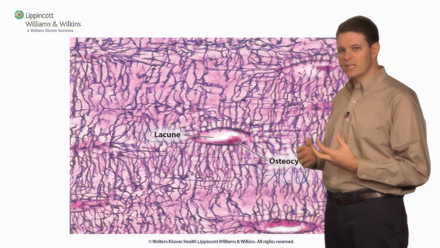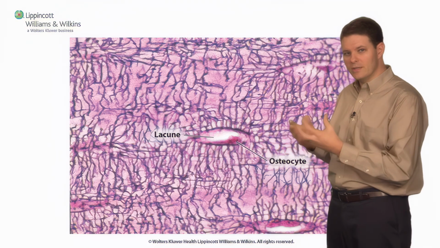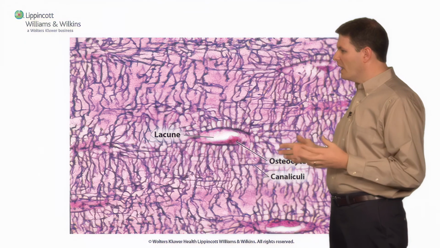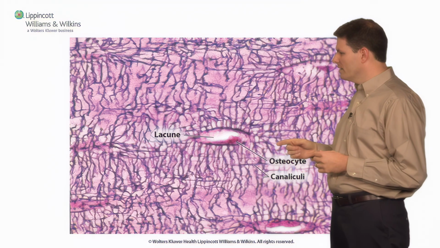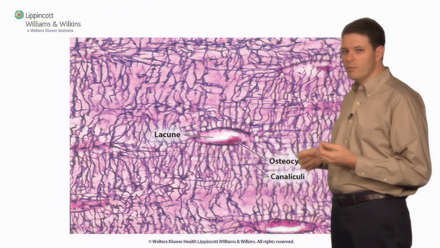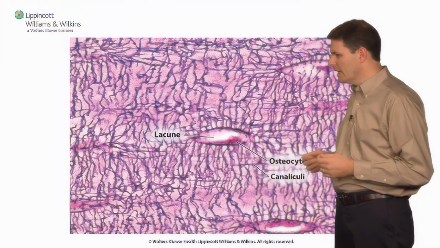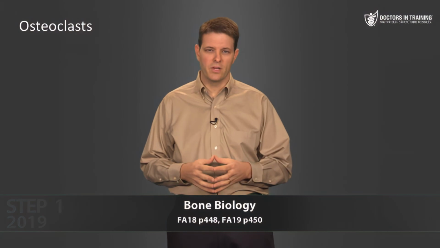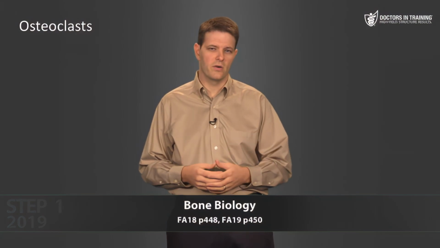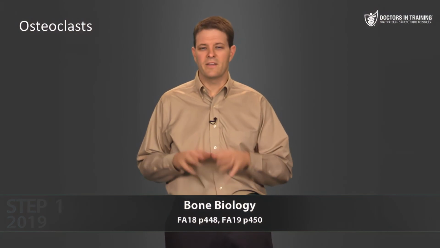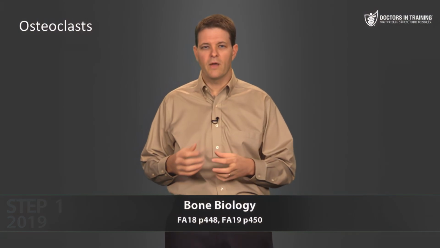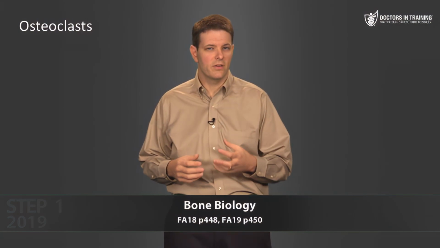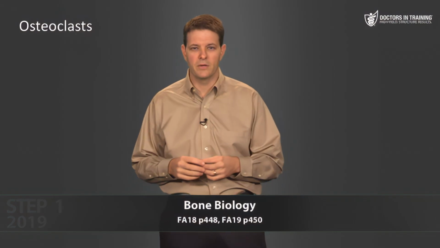A lacune is like a little lake or a lagoon inside the bone. And then they contact and communicate with one another via these tiny canals in the bone matrix, which are called canaliculi. Osteoclasts are the cells that break down that bony matrix to remodel it, to heal fractures and so on. Osteoclasts are found at the surface of the bone, and they're derived from a macrophage cell lineage, so they're kind of eating away at the bony matrix.